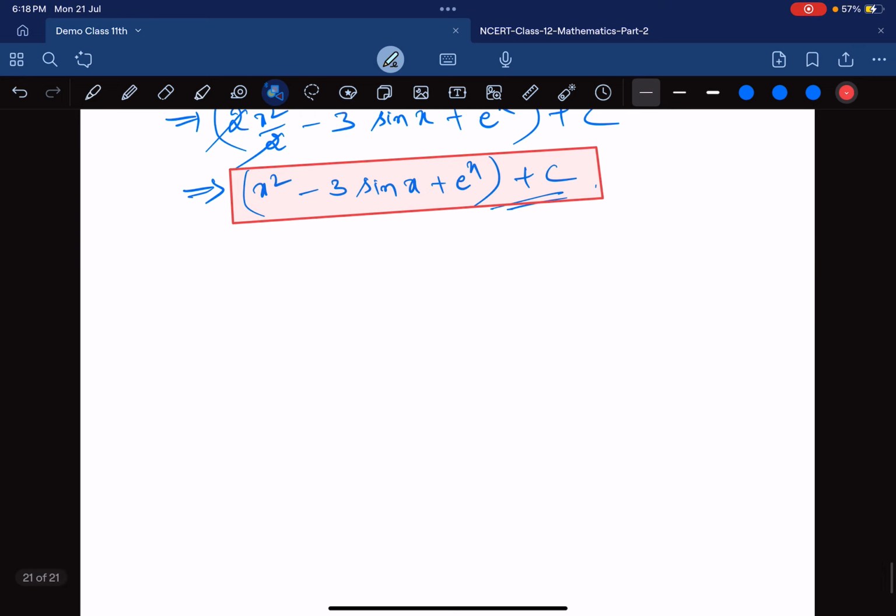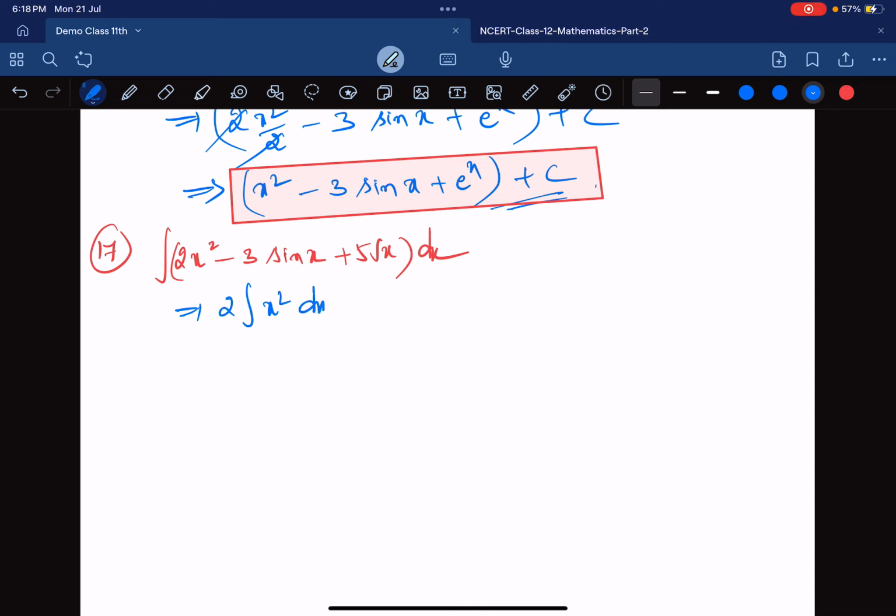Now 17th problem. So we have integration of (2x square minus 3 sin x plus 5 root x) dx. So 2 times integration of x square dx minus 3 times integration of sin x dx plus 5 times integration of root x dx.